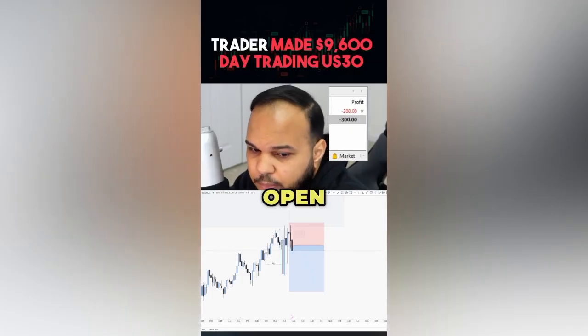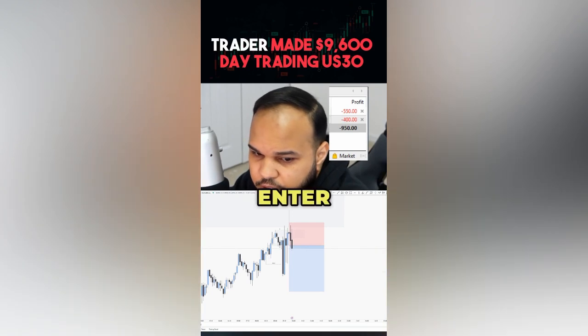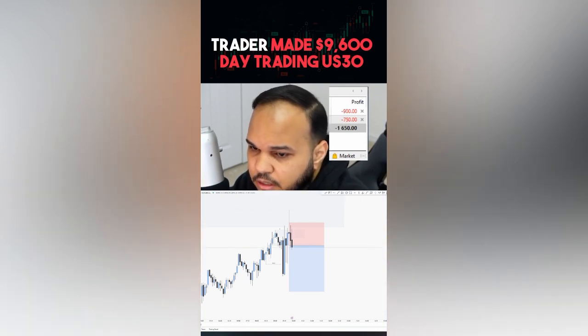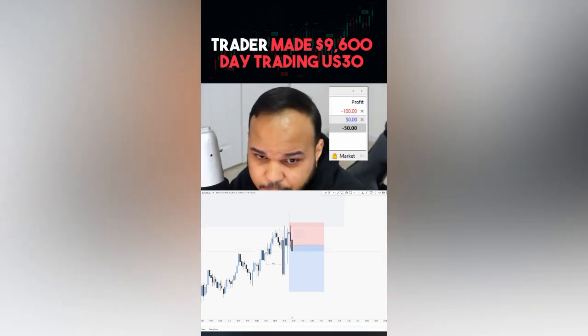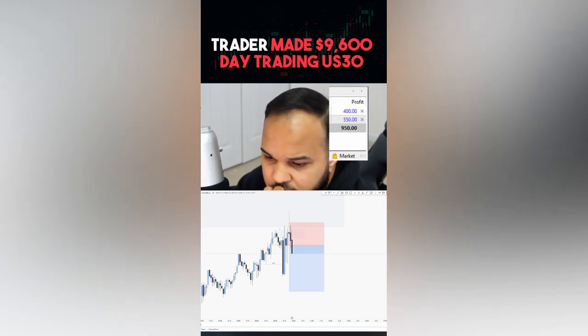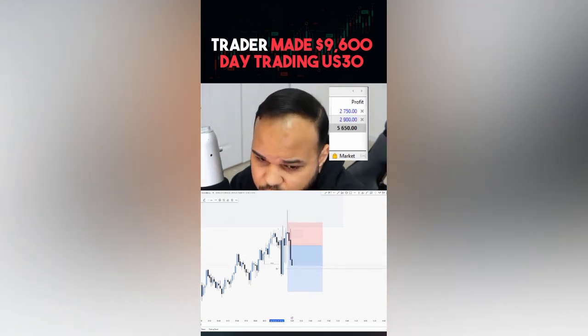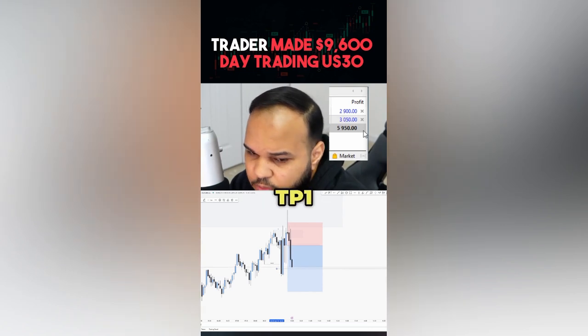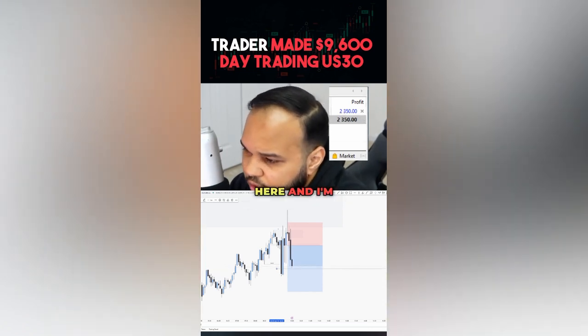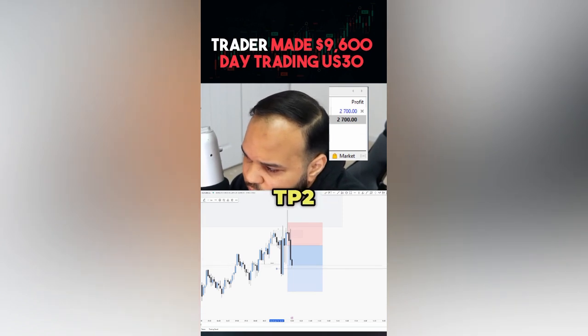All right, guys, I'm going to open a couple of positions here. Let's see what happens. All right, guys, so I hit TP1 here for my entry. I'm going to close partial here, and I'm going to leave the rest to run towards TP2, which is going to be 38,870.